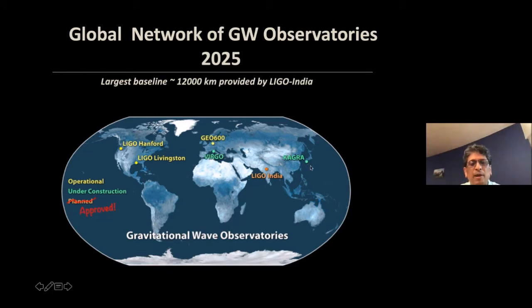Then KAGRA in Japan is starting, that's also a 3 kilometer array underground. It's starting to operate. It started just before the pandemic, closed down everything, but it operated through the pandemic, and hasn't detected anything yet. And then we have LIGO-India, which will be built hopefully 2025. Now, of course, these timelines are slipping.